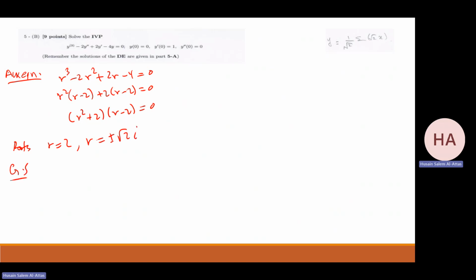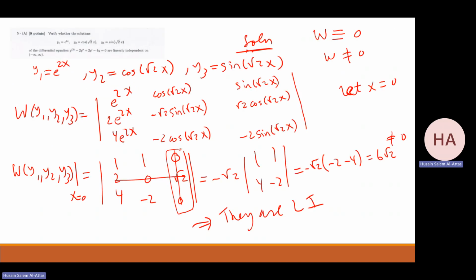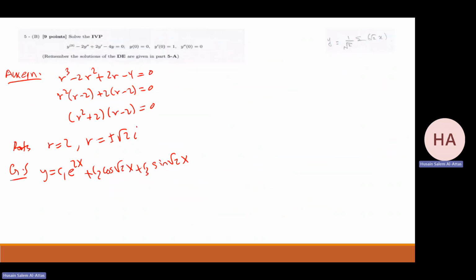So what's my general solution? y equals c1 e to x plus c2 cosine of square root of 2x plus c3 sine of square root of 2x. The same thing as before. This is part B actually, and the equation is just as stated there.